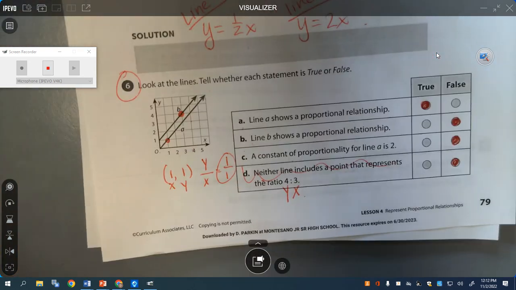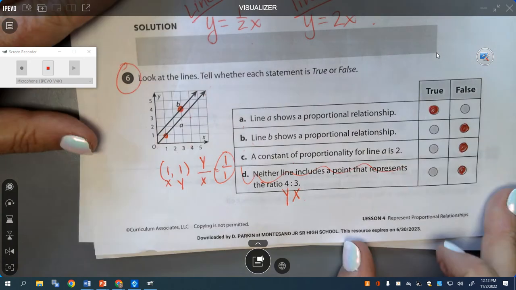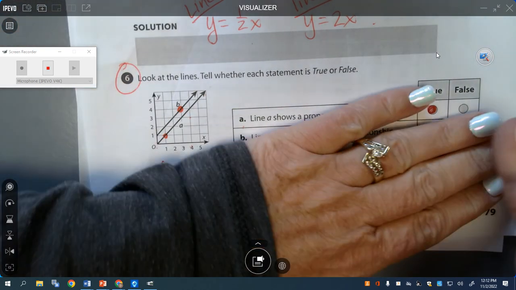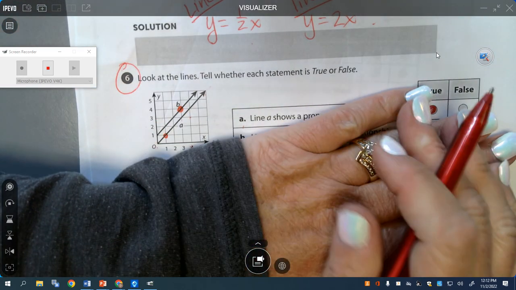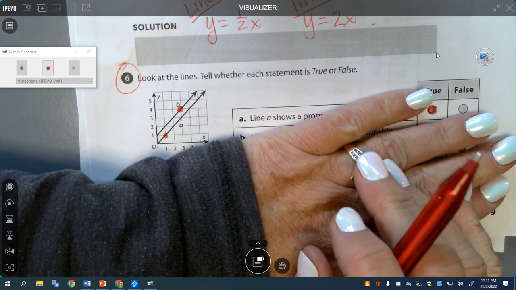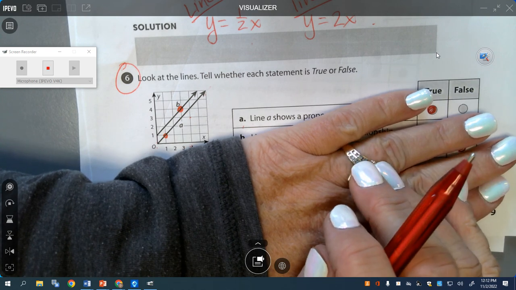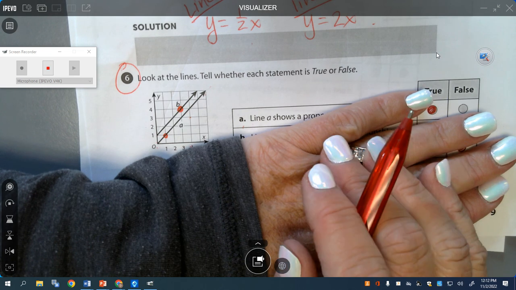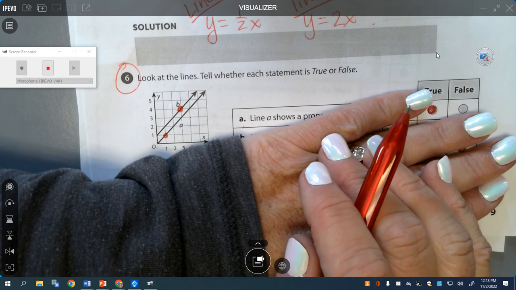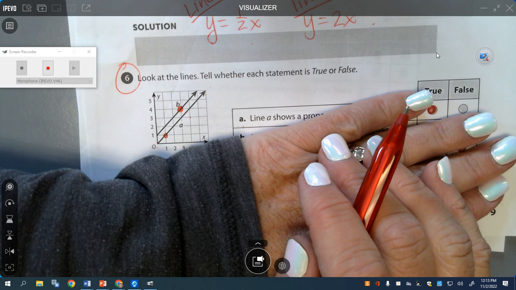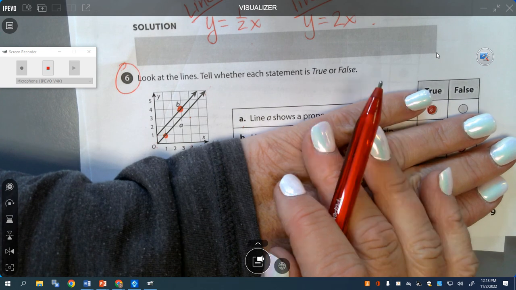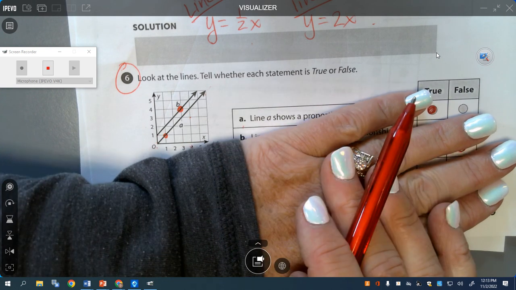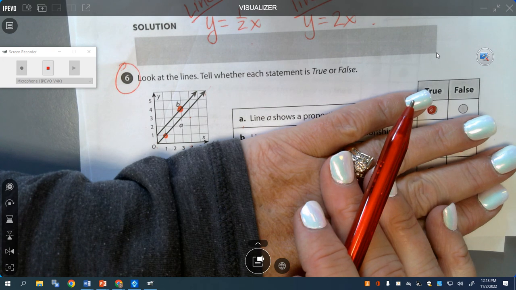Okay, number 6. You're going to have a problem just like this tomorrow. Well, before we even look at these, let's kind of take a look at my two lines here. What can you tell me about line A? Is it a straight line? Yep. Does it go through (0, 0)? So line A is proportional, right? Line B, does line B go through (0, 0)? No. So it's not proportional.